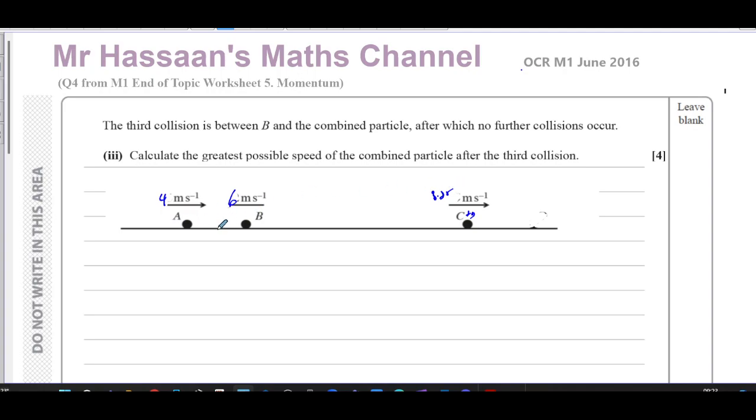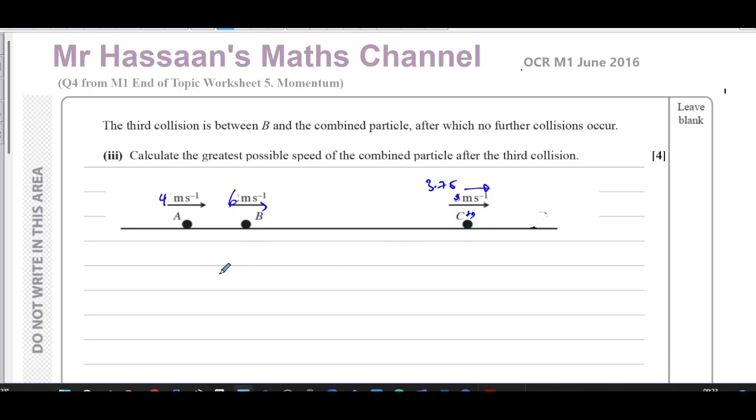So after A and B collided, B was going this way, 6 meters per second, A was going this way, 4 meters per second. After C and D collided, they combined together as one object, and they were going at 3.75 meters per second in this direction. Right? That's C and D together. So now what's going to happen is B is going to collide with this.